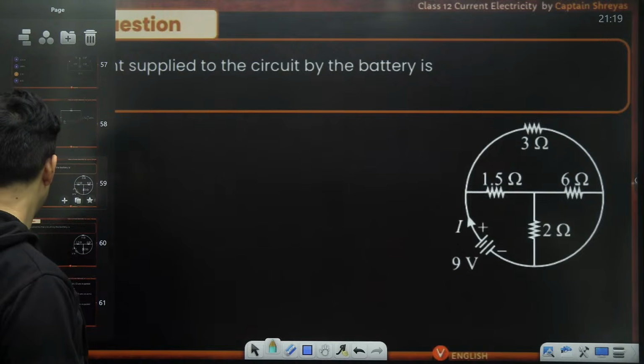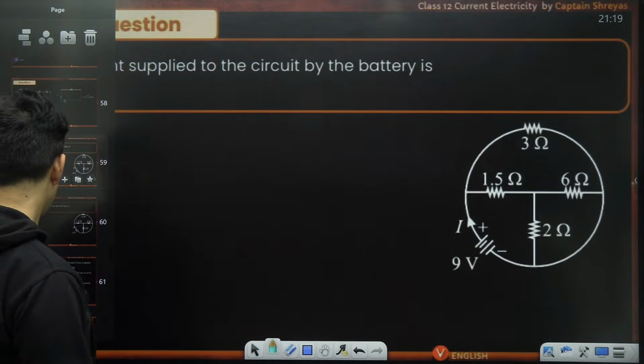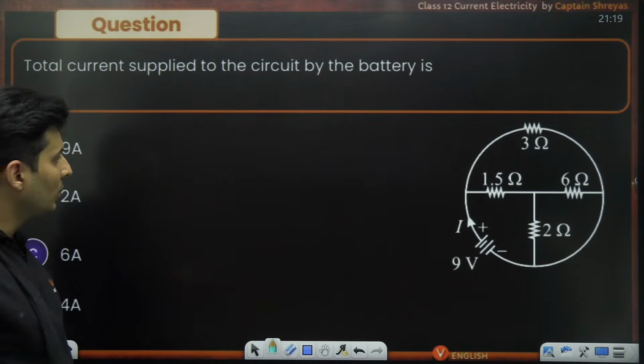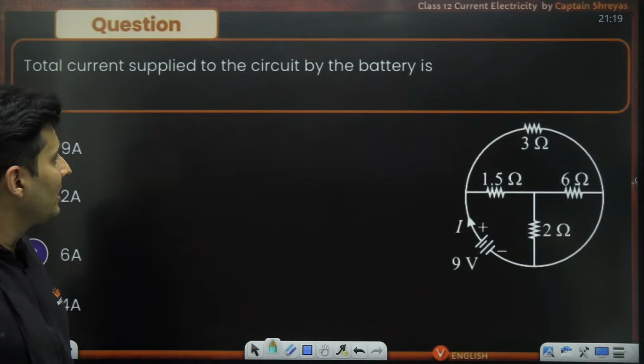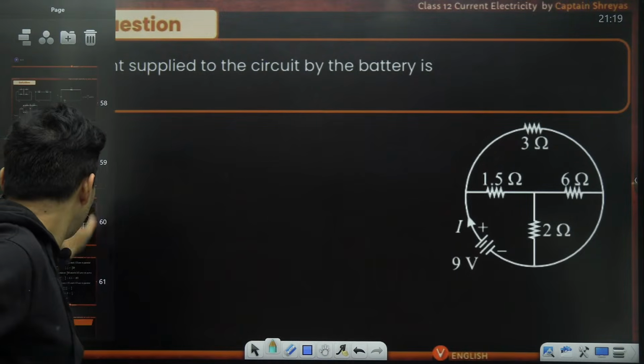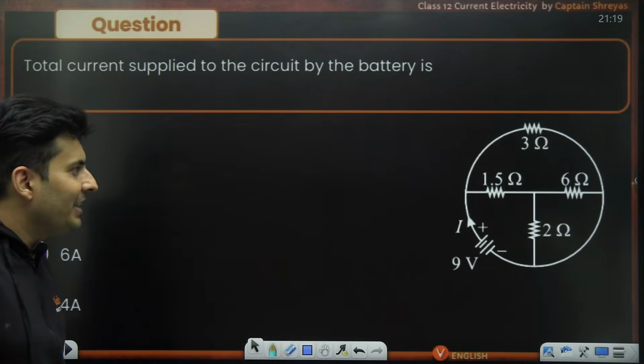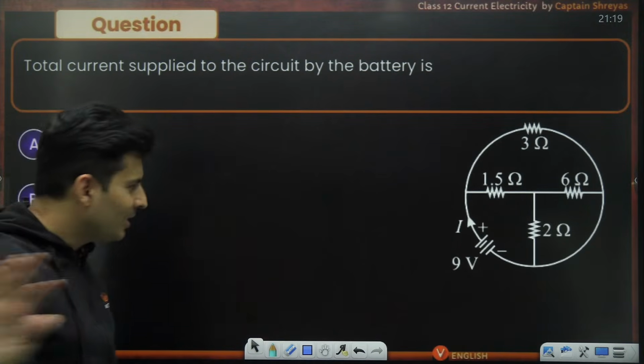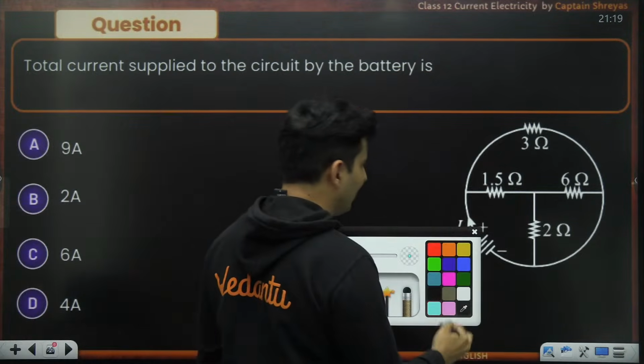Do we have another amazing question over here? Yes, I think we have. The total current supplied to the circuit by the battery is. What a question, guys. I think it is some series parallel only. It's just that it is not shown in that beautiful form.